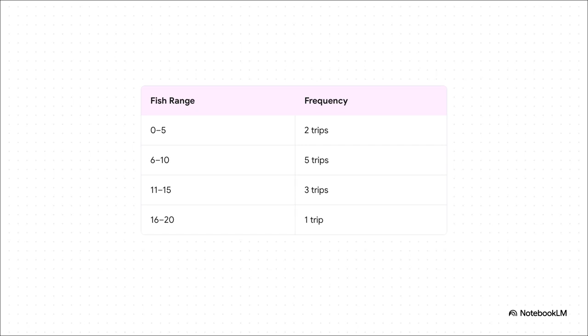For example, let's say we're looking at data from a whole bunch of fishing trips. Instead of listing out the exact number of fish caught on every single trip, we just group them. We can see that on 2 trips, they caught somewhere between 0 and 5 fish. On 5 trips, the catch was between 6 and 10, and so on.